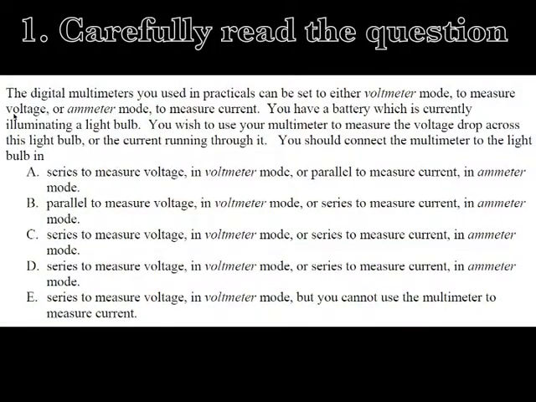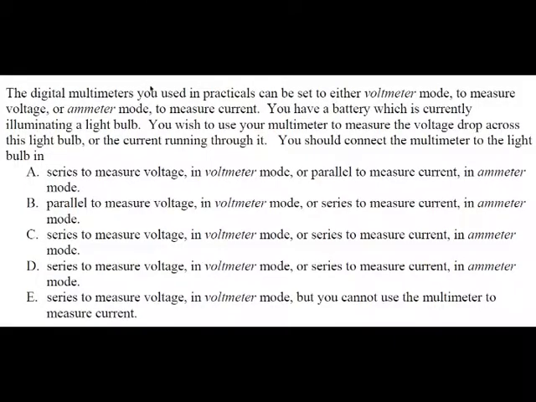So first, let's carefully read the question. The digital multimeters you used in practicals can be set to either voltmeter mode to measure voltage or ammeter mode to measure current. You have a battery which is currently illuminating a light bulb. You wish to use your multimeter to measure the voltage drop across this light bulb or the current running through it. You should connect the multimeter to the light bulb in A.